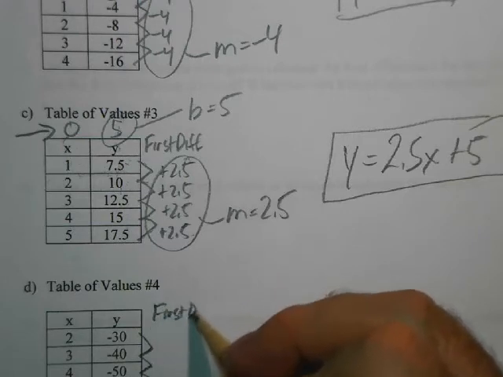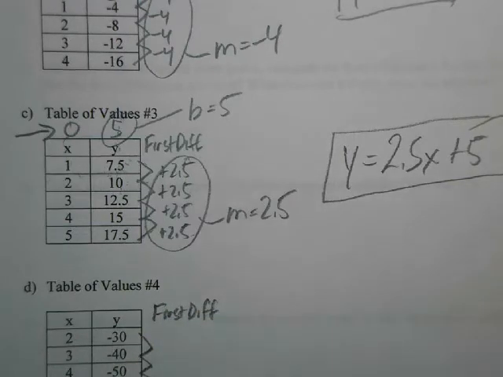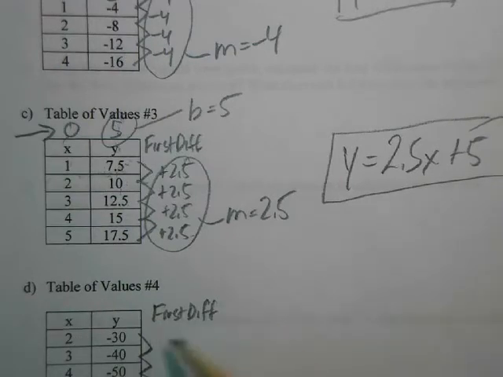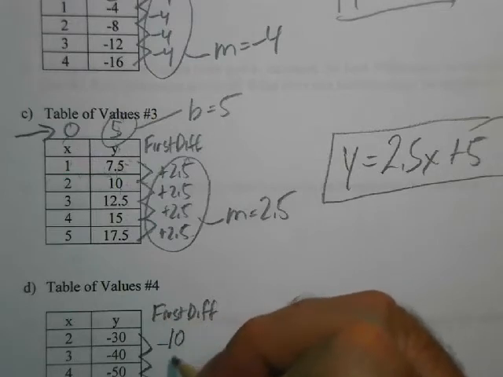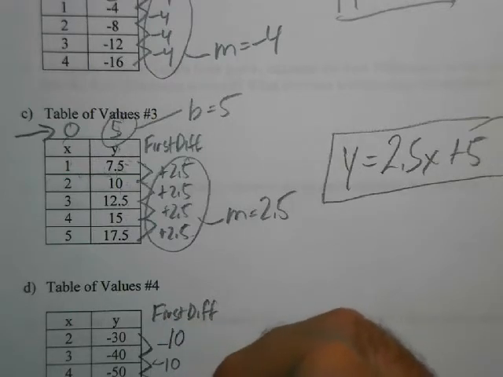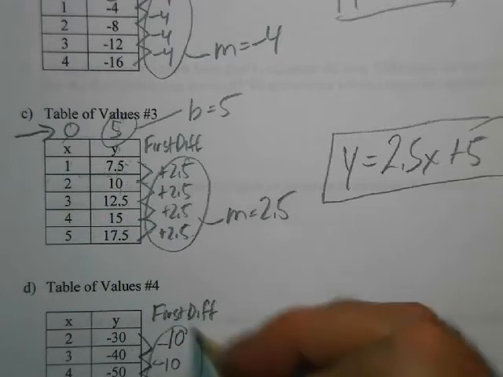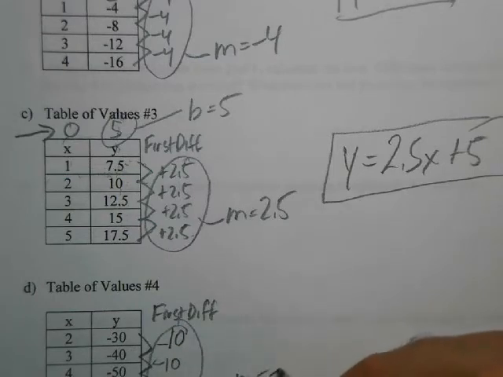So in this case, you've got to be careful with the negative signs, because at first glance it might look like it's going up by 10 because the number is getting bigger, but in reality the number is getting smaller by 10 because they're negatives. You could figure that out by doing negative 40 minus negative 30, which is negative 40 plus 30. So all of these differences are negative 10. That tells us that the slope is negative 10, m is negative 10.